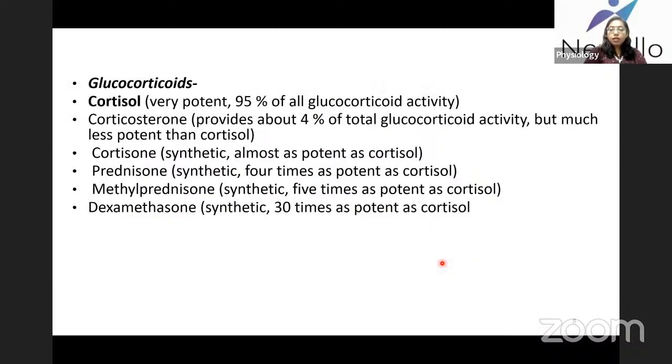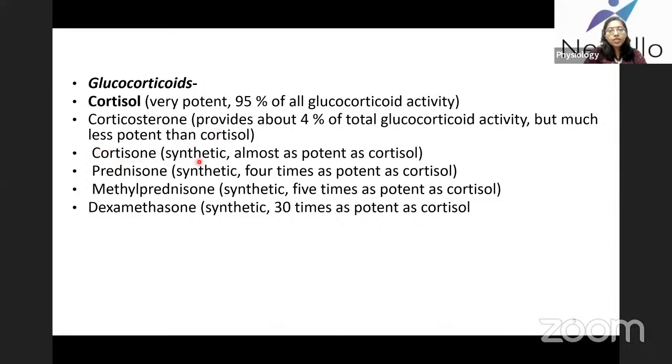Now coming to the cortisol secretion or the glucocorticoid secretion, which is secreted from the adrenal zona fasciculata under the influence of ACTH. So we have cortisol, which is very potent, almost 95% of all the glucocorticoid activity. Corticosterone provides almost 4% of the total glucocorticoid activity. Now we also have a lot of synthetic cortisol, which is available in the market. So let's have a look at all those things.